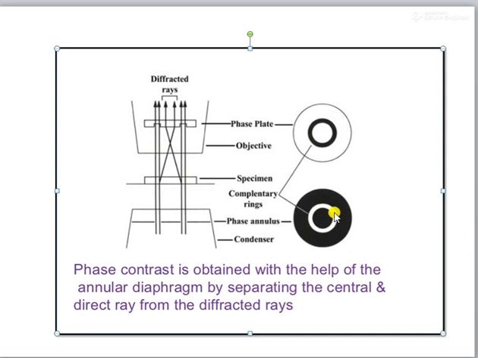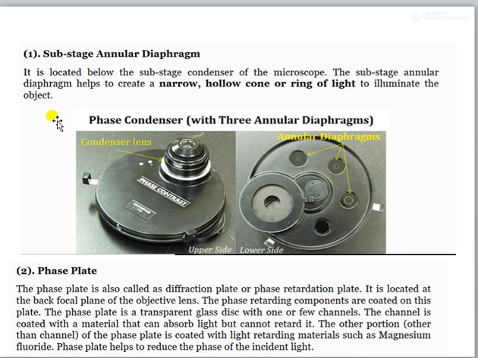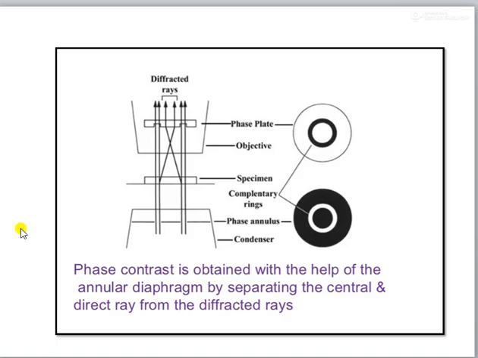So this is a phase annulus, or as we had mentioned in the previous slide, the annular diaphragm or the phase annulus, that is mainly found just below the condenser lens. So you have the condenser lens over here, and just below that you have the phase annulus, and that will produce a hollow cone of light. This hollow cone of light then will further pass through the specimen, and from the specimen the light will pass through a phase plate.